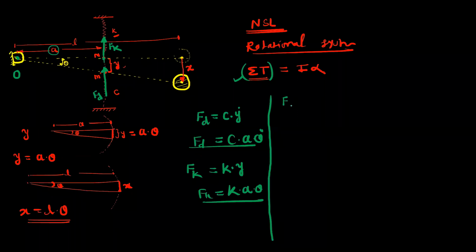So it is a damper. So Fd into perpendicular distance a, and it is in the anti-clockwise direction. So this is the direction of the torque, that is the external torque because of Fd and Fk, plus Fk into a, and this is equal to the inertia torque.